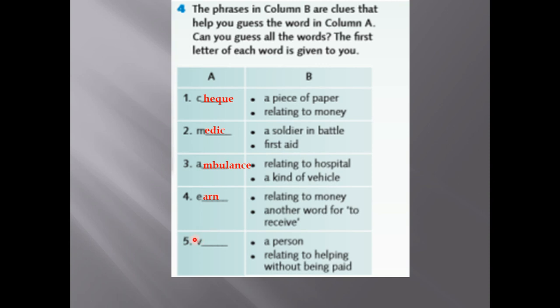Here finally number 5 starts with V. So he is a person. So this is a person. It's relating to helping without being paid. That means for free, without money. Who is that man who works without money? He is a volunteer.